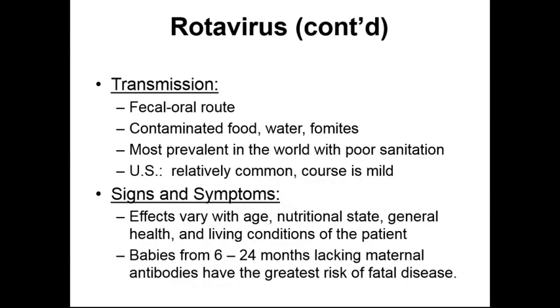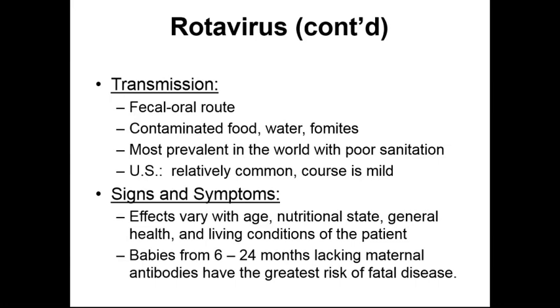Rotavirus, like many pathogens that can initiate acute diarrhea, has a fecal-oral route of transmission and is transmitted via contaminated food, water, or fomites. We're going to find that it's very prevalent in areas of the world that have very poor sanitation. In the United States, thankfully, we have fairly good sanitation, so it's not as common as in other developing countries, but it still is relatively common in the United States. The course is going to be fairly mild, though, when infected in the United States compared to other parts of the world.